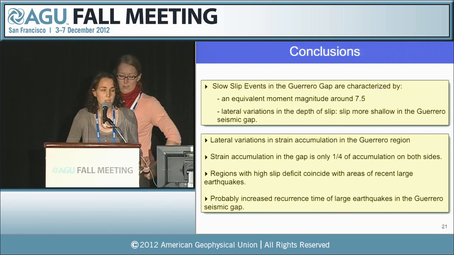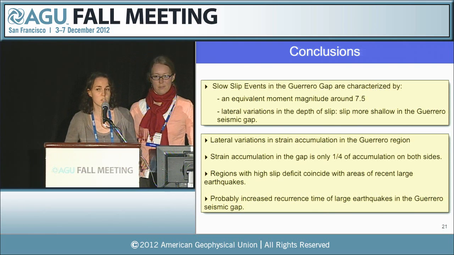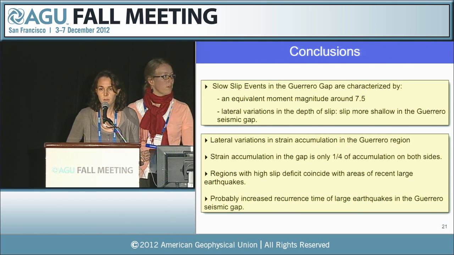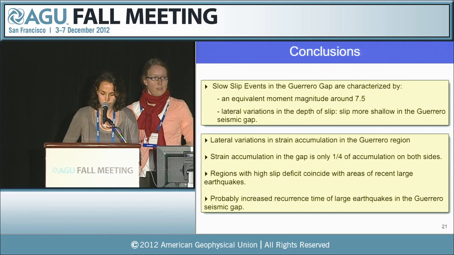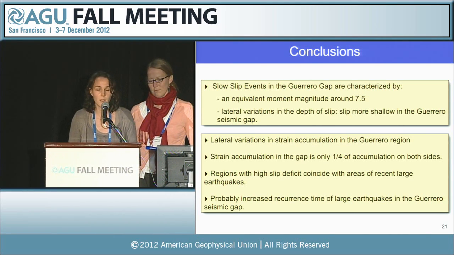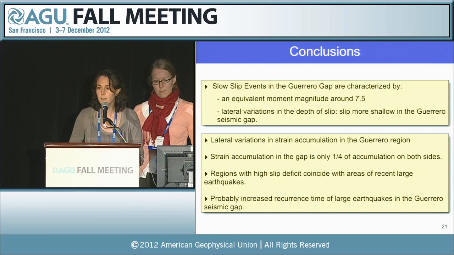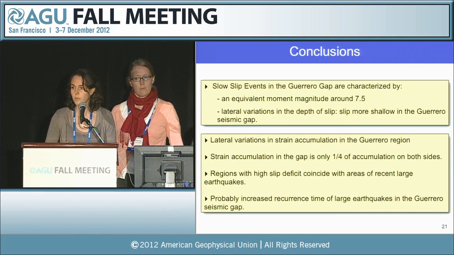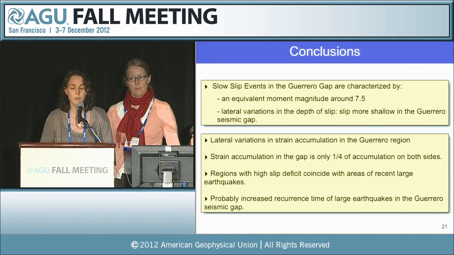So the question was about the geometry. How well do you know the geometry of the subduction interface? Because we assume that the slip occurs on the interface. So we tested this. There has been some seismic imaging of the interface, so it's rather well known. But still, we tested this by performing different inversions with different geometries, and we've seen that it doesn't change our results.